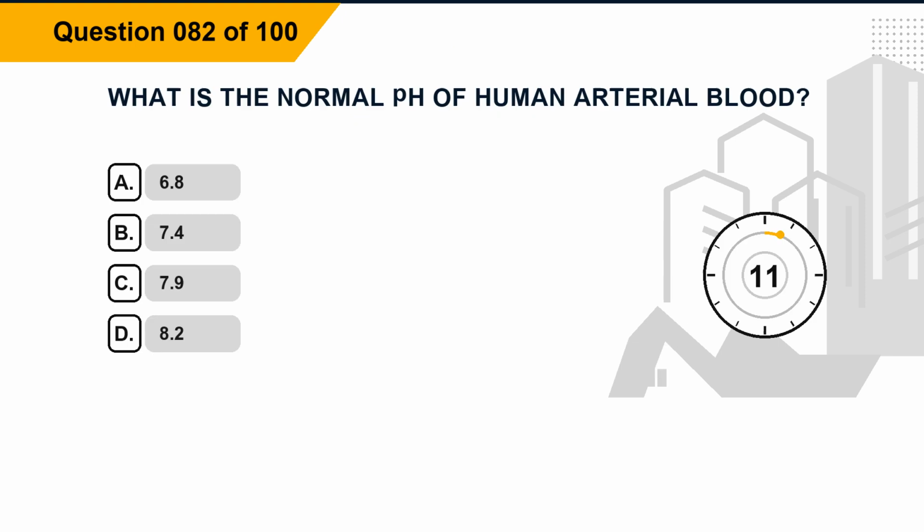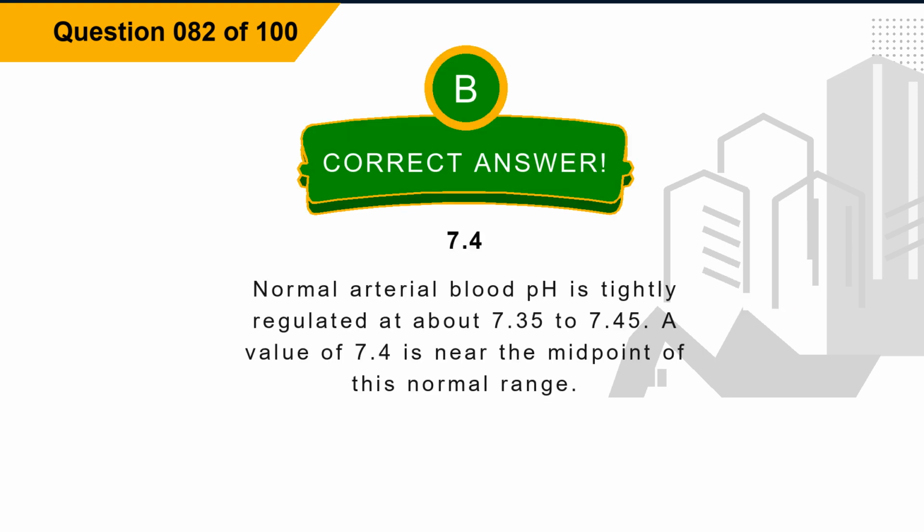Question 82. What is the normal pH of human arterial blood? Option A, 6.8. Option B, 7.4. Option C, 7.9. Option D, 8.2. The correct answer is option B, 7.4. Explanation. Normal arterial blood pH is tightly regulated at about 7.35 to 7.45. A value of 7.4 is near the midpoint of this normal range.